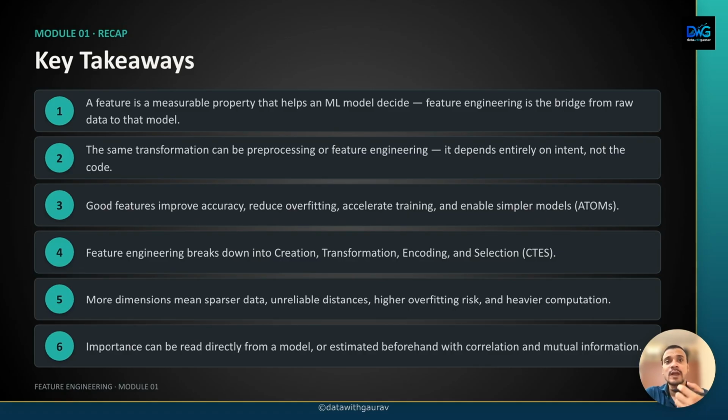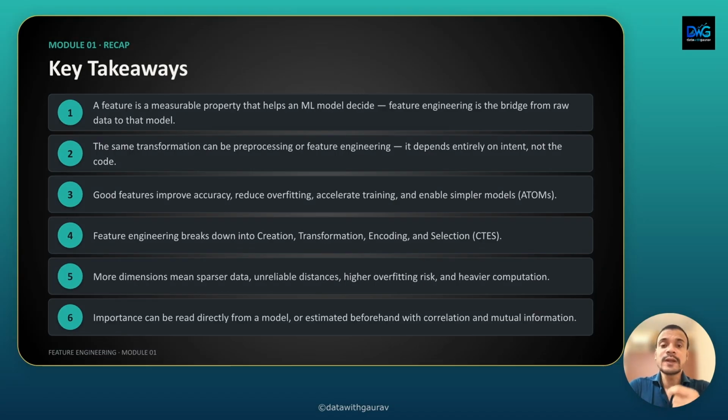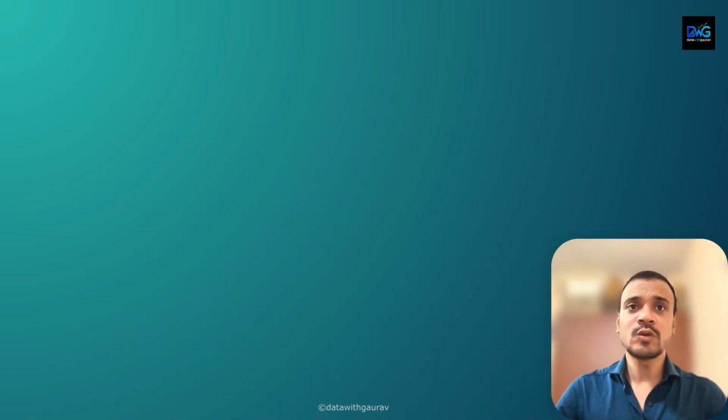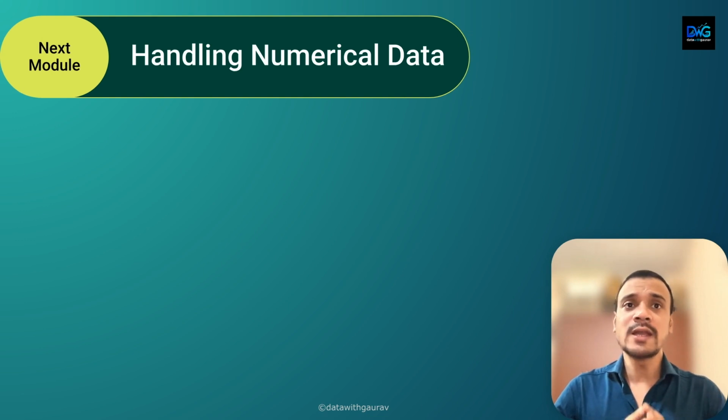Finally, we learned how to evaluate feature importance using both model based approaches and statistical techniques such as correlation and mutual information. So, with these fundamentals in place, we are now ready to move from understanding feature engineering to applying it. In the next module, we will focus on handling numerical data, where you will learn the most widely used feature engineering techniques for numerical features.